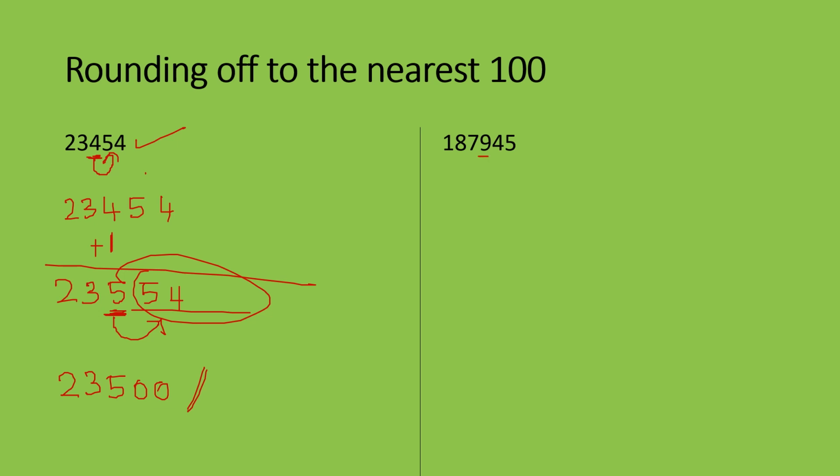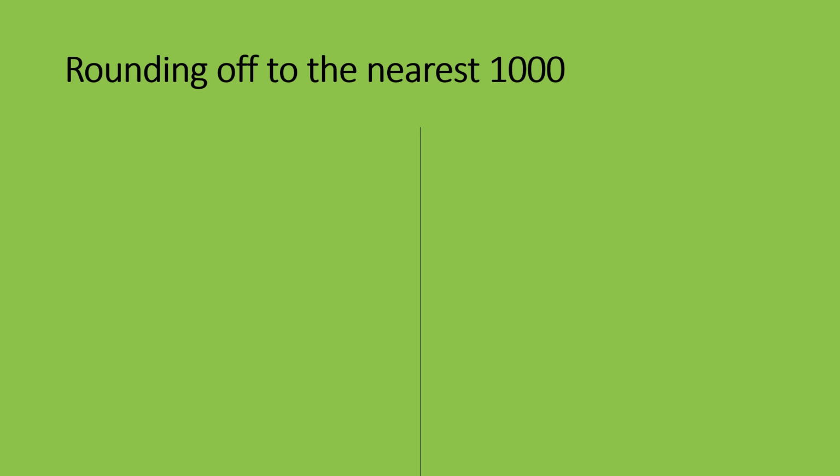So first we are marking the 100th place. The second step, we are checking the immediate rightmost digit. So it is less than 5. So no changes for the place value. Now what is the last, sorry, here what is the last step? Whatever digits we have to the right of the place value where you need to round it off, we have to convert them into zeros. So 187,900 is the answer. So just we'll see the next one, rounding off to the nearest 1000.